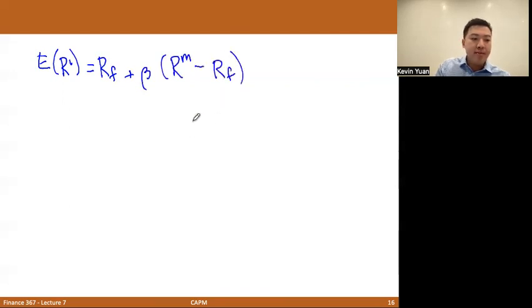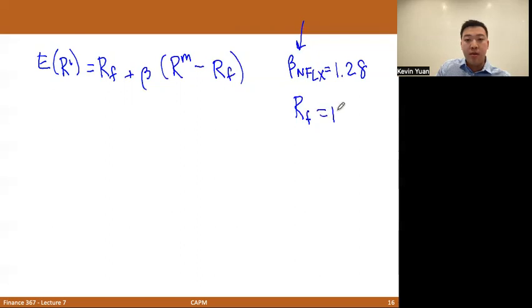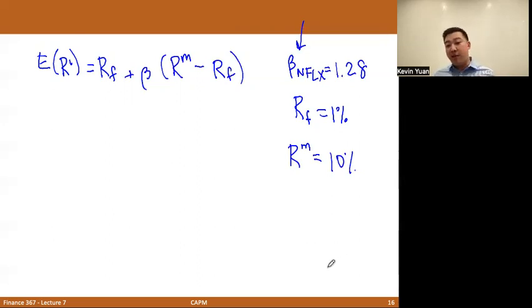Okay, so let's say that the beta of Netflix is equal to 1.28. How did I get 1.28? Again, we're going to have to use time series regression to estimate this, but for now, let's take our beta of Netflix as given. Let's say that the risk-free rate is equal to 1%. All right, just hypothetical. Could be higher, could be lower. Let's say that the market's return is about 10%. That's going to be true sometimes and not other years, but this is an average statement. So we're saying the average return of the market is about 10%.